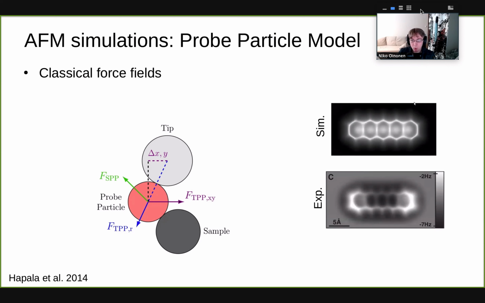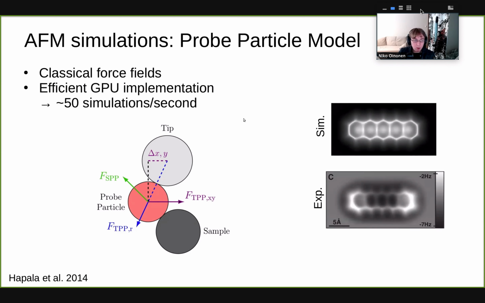The important points here are, number one, that it's fairly accurate. For example, we can compare the simulation of this benzene molecule to the actual experimental image, and we can see that it's pretty close, actually. And number two, it's very efficient, or very fast. We can do on the order of 50 simulations per second, so that we can generate the large data set of samples that we require for machine learning.